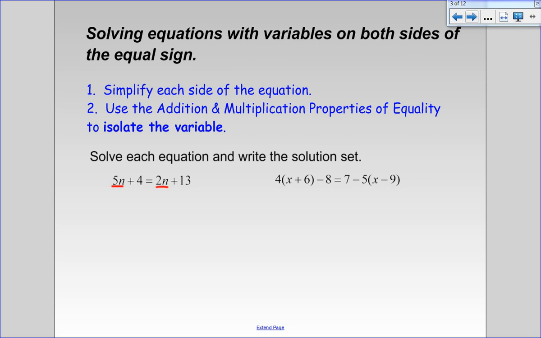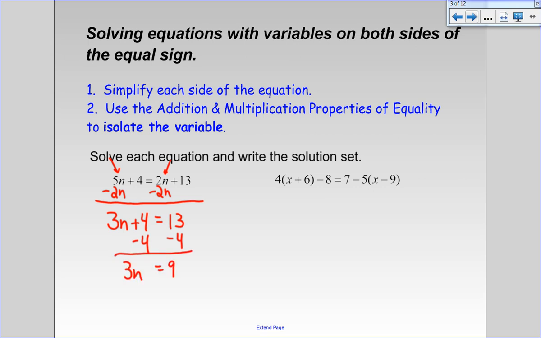And again, since these are on opposite sides of the equal sign, we need to make sure that we subtract 2n from the right side, and we do the same thing to the left side. Always combine your variables first. So we'll get 3n plus 4 equals 13. And now we went from an equation that appeared to have 2 different variables to only having 1. And so now we can isolate that variable. We subtract 4 from each side, so 3n equals 9, and divide by 3 to get n equals 3, and 3 is our solution.